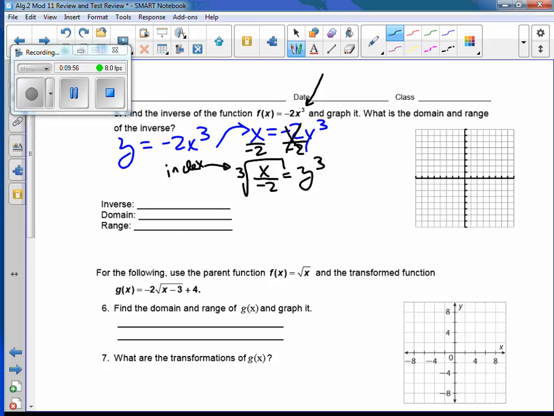And so the inverse, remember, needs a little negative 1 right here. You get the cube root of x over negative 2. And so there it is. There's a function. Okay.